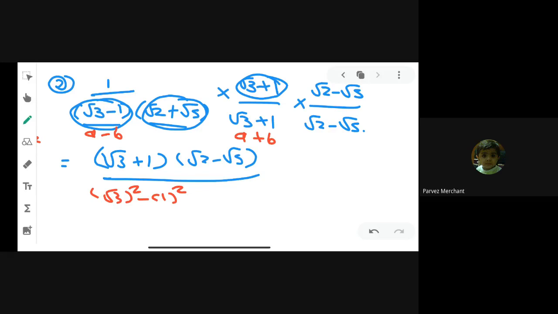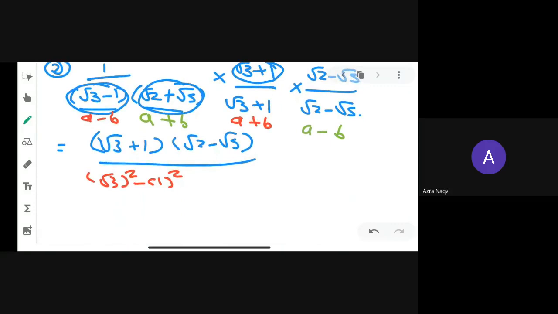Now we are applying the same identity again for these 2 brackets, root 2 plus root 5, root 2 minus root 5, in which you can see A is equal to root 2 and B is equal to root 5. Yes or no? So the answer is the same, A square minus B square, but we are having different values. A means root 2 square and B means root 5 square. Clear all of you?